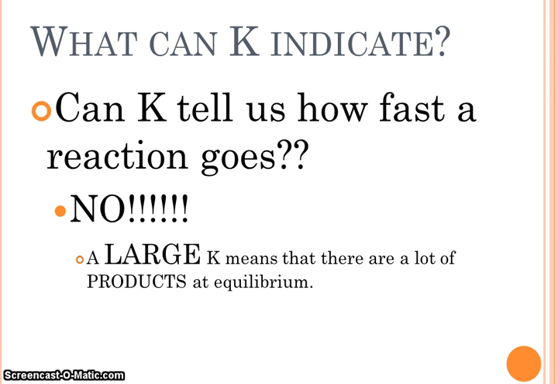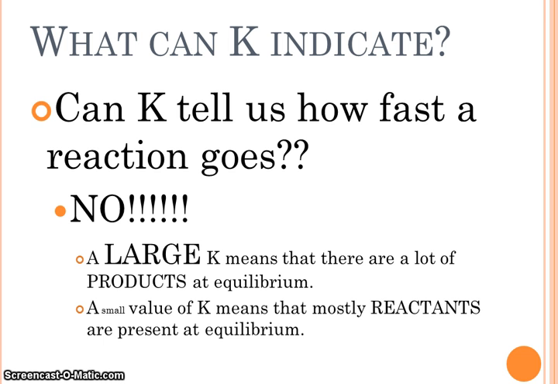A large K means that there's lots of products at equilibrium. A small value for K tells us that we have mostly reactants at equilibrium.